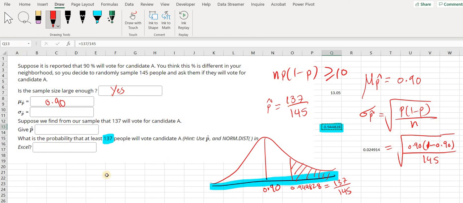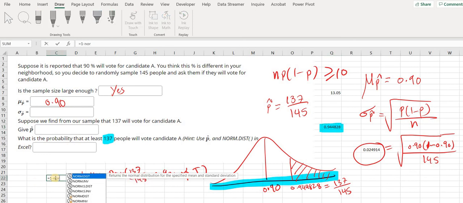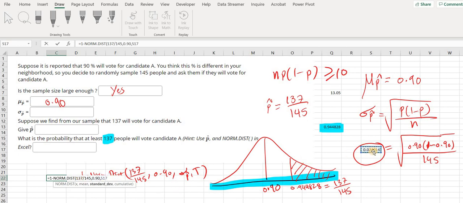So to compute the area to the right, we know that we're going to use 1 minus norm distribution of the proportion. I'm going to write the proportion here, 137 divided by 145, comma, the mean, comma, the standard deviation we computed, which is this number right here, comma, true. So I'm just going to compute that here, norm distribution of the proportion 137 divided by 145, comma, the mean 0.90, comma, the standard deviation. We computed that here, so I'm just going to click on it, comma, true. So that is the answer. I'm going to copy the answer and paste it over here.